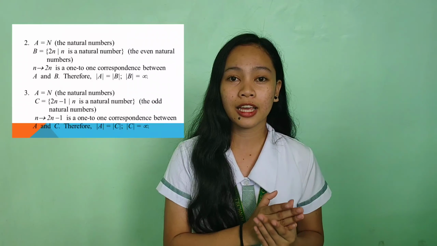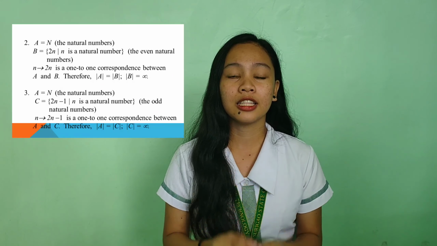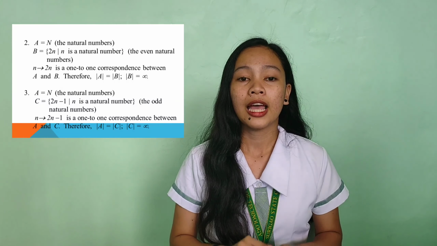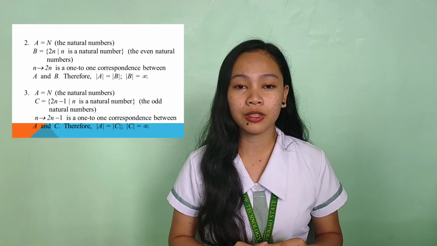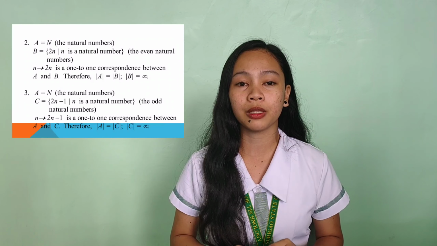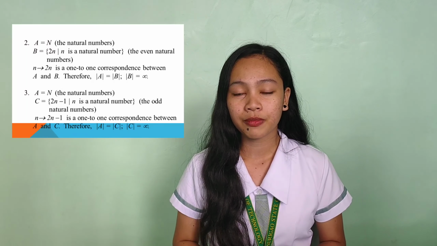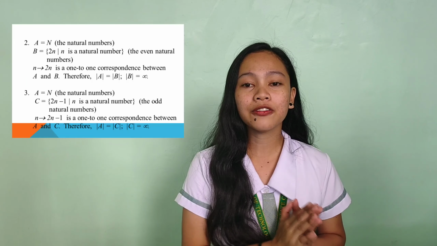Set A is equal to N, where N is, as I said earlier, the natural numbers. Set C is equal to 2n minus 1, where n is a natural number, the odd natural numbers. n implies 2n minus 1 is a 1-to-1 correspondence between A and C. Therefore, the cardinality of A is equal to the cardinality of C. Then the cardinality of C is equal to infinite.